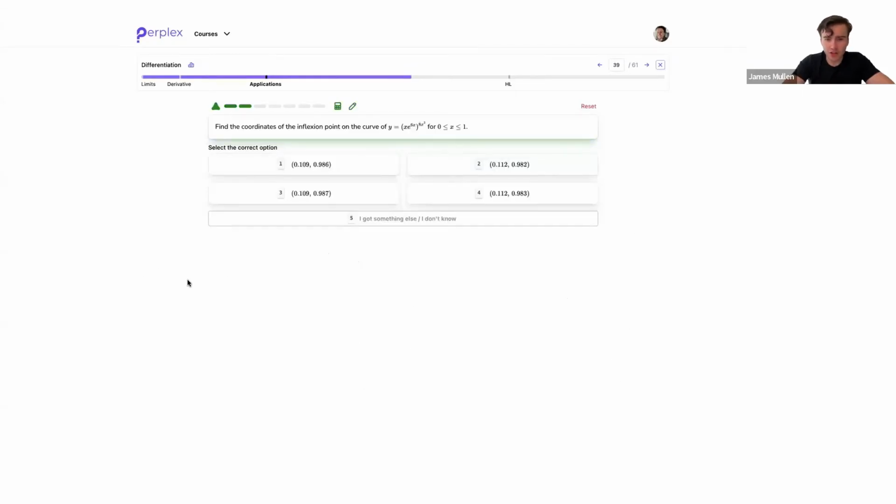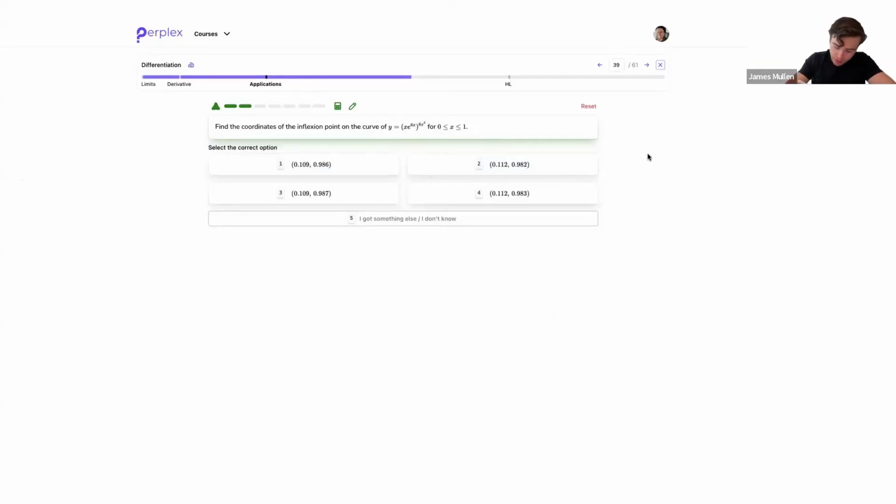Now I have a calculator question, which is to find the inflection point on the curve of y is equal to x e to the 6x all to the power of 8x cubed. This is a nasty function. I have a product rule on the inside, chain rule on the outside. It's a lot. I don't actually want to do this derivative by hand. I definitely don't want to do a second derivative by hand.